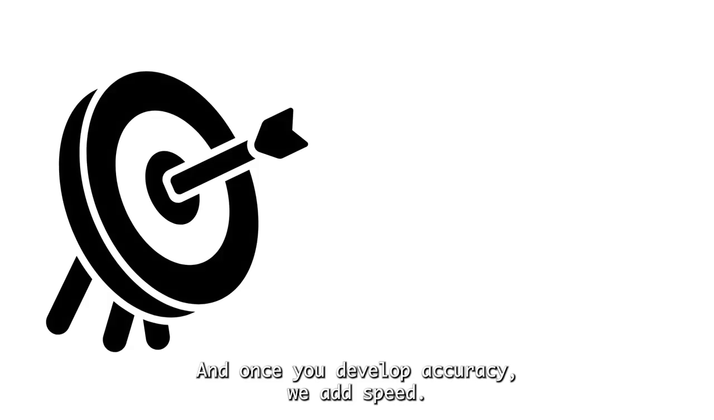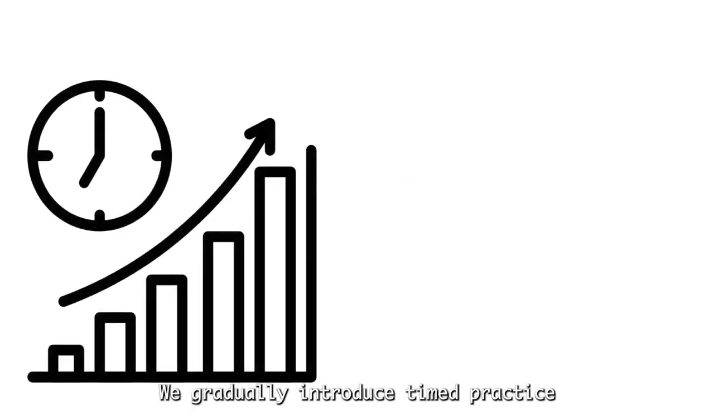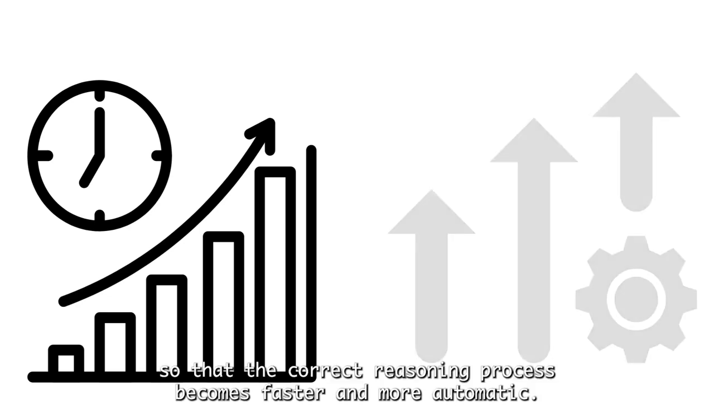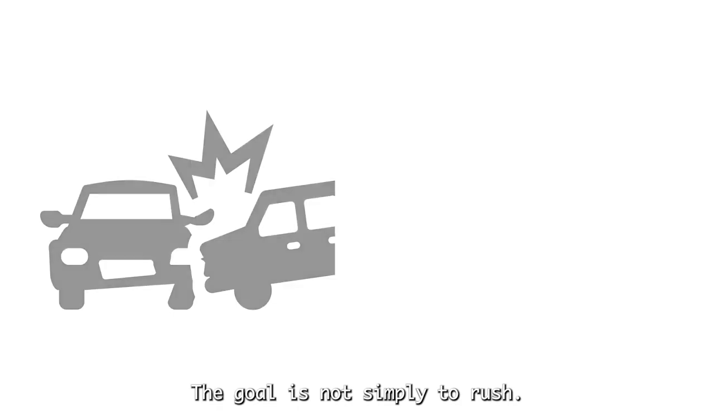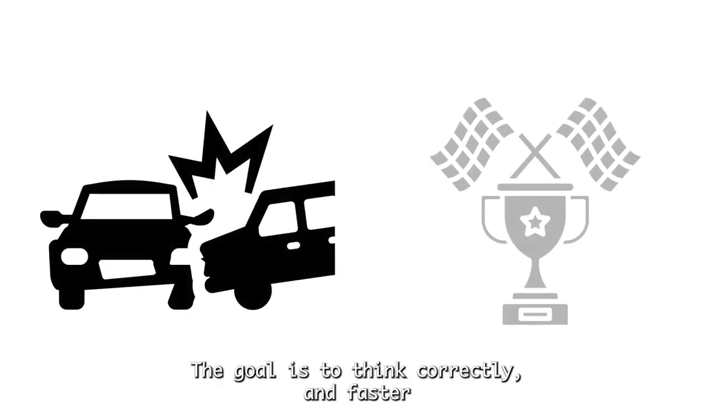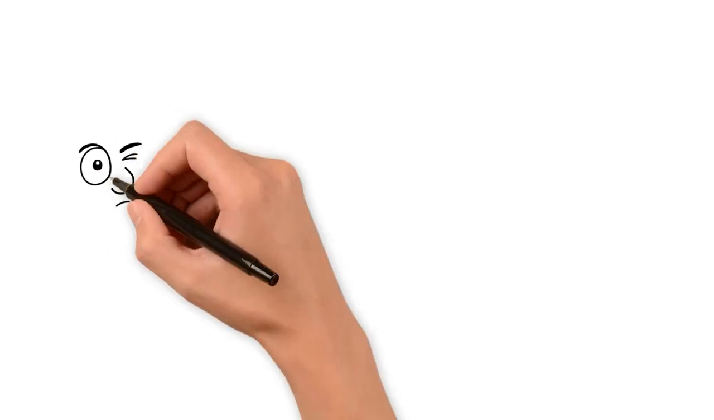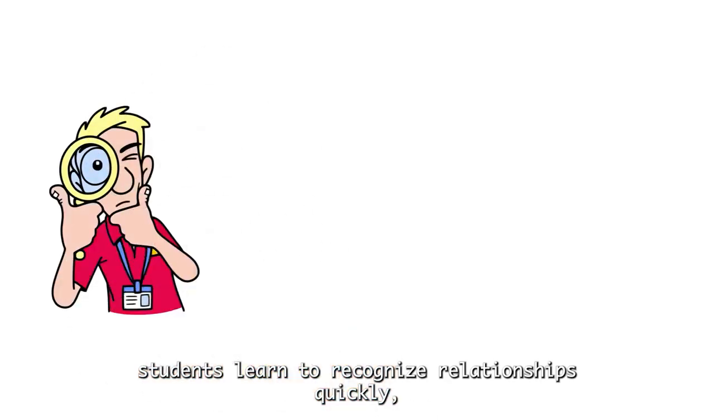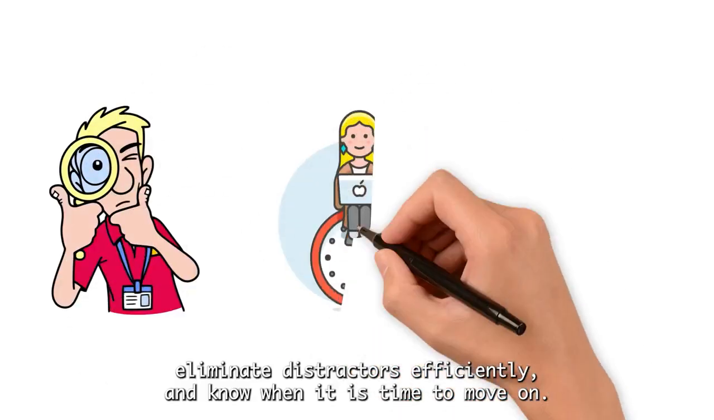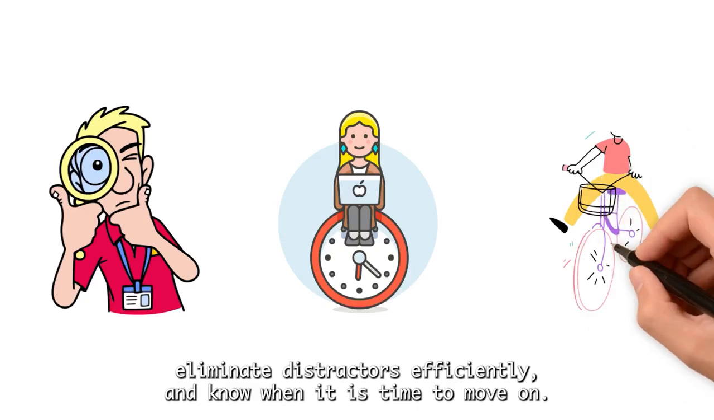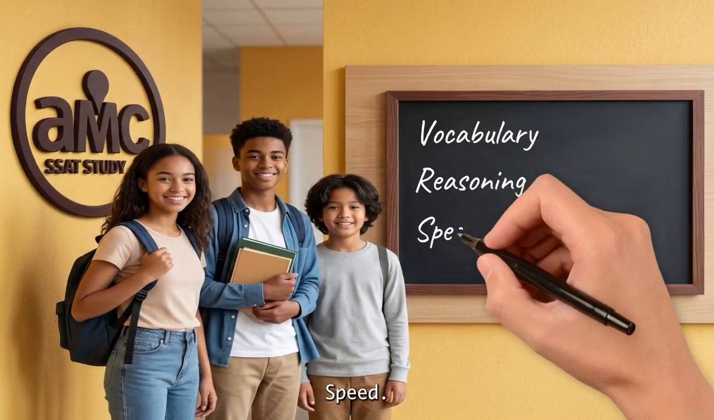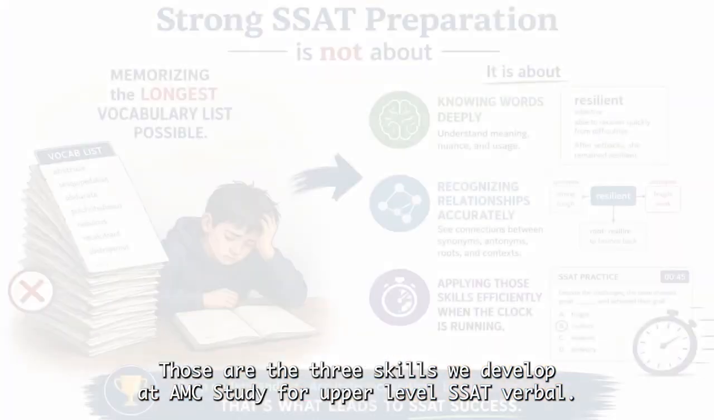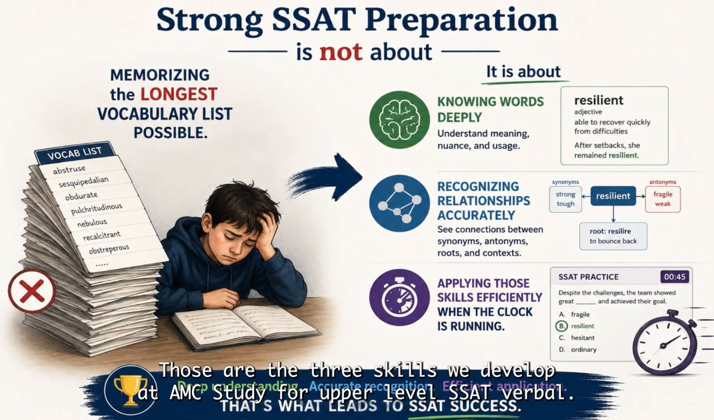And once students develop accuracy, we add speed. We gradually introduce timed practice so that the correct reasoning process becomes faster and more automatic. The goal is not simply to rush. The goal is to think correctly and faster. Students learn to recognize relationships quickly, eliminate distractors efficiently, and know when it is time to move on. Vocabulary, reasoning, speed. Those are the 3 skills we develop at AMC Study for upper-level SSAT verbal.